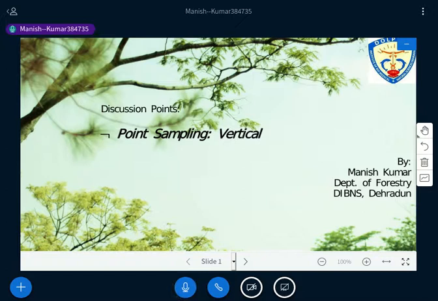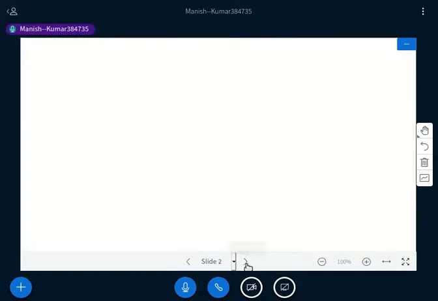Fine. So today we'll discuss point sampling again, but the topic will be vertical point sampling. In the previous session we have already discussed horizontal point sampling. That is also important from the examination point of view, right? You'll get one or two questions from this point sampling itself, so you all need to prepare well for that. So let's start.